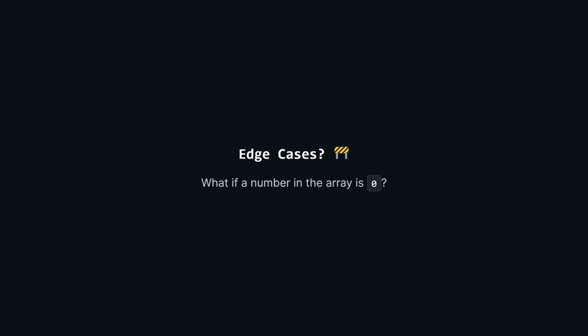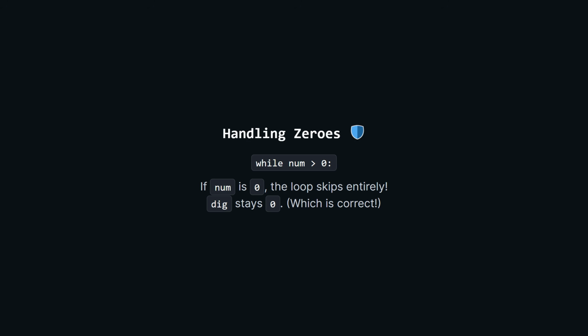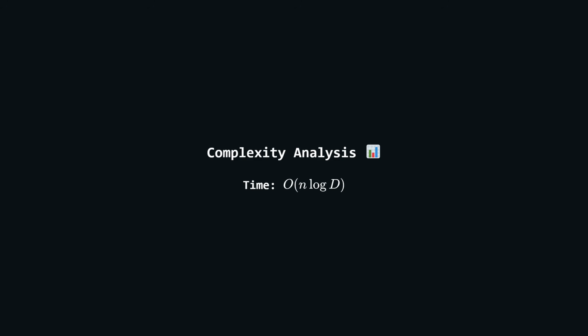You always want to think about edge cases. For instance, what if one of the numbers is 0? Well, our while loop explicitly checks if the number is greater than 0. So if we encounter a 0, the loop skips, the sum stays 0, and it perfectly updates our minimum without any errors. Now let's talk about efficiency.